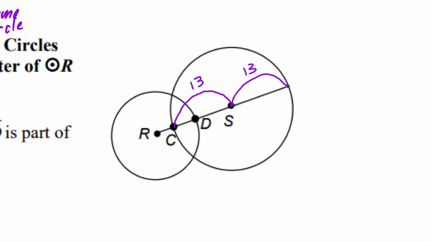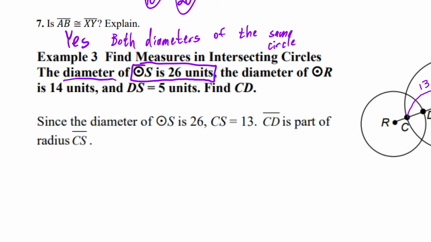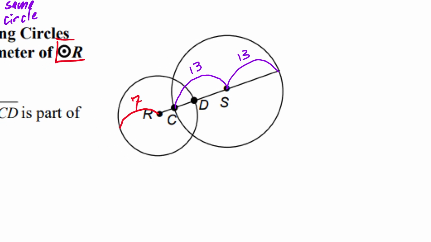Okay, the next thing is it says that the diameter of circle R is 14. So from here to here, if the whole diameter is 14, how far is it from here to here? It's 7. Which on this one, we really don't even need that information. That's the reason I'm putting it over there where it's out of the way, kind of.